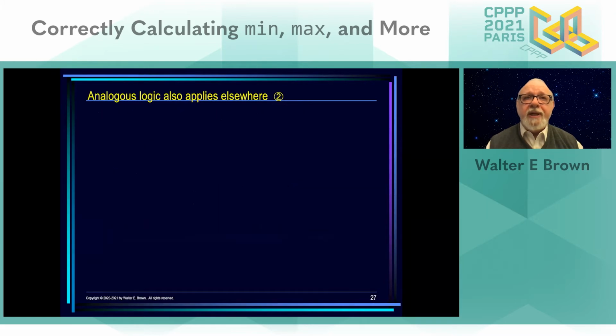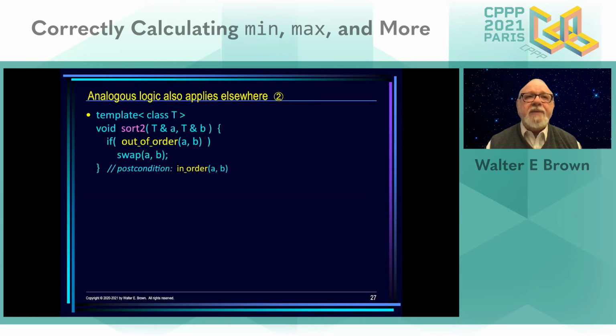Let's look at some more examples. Here's a very simple algorithm that's given 2 items and sorts them in place. So we're given A and B by reference, not constant, of course, because we potentially mutate them. If A and B are out of order, we swap them. Otherwise, there's nothing to be done. And the post condition, of course, is that A and B are now in order. Very straightforward, I hope you'll agree.